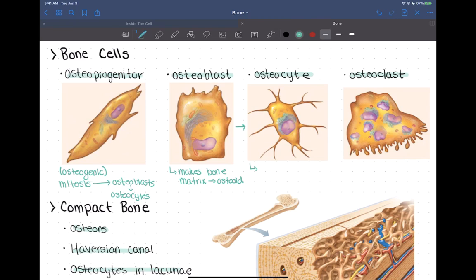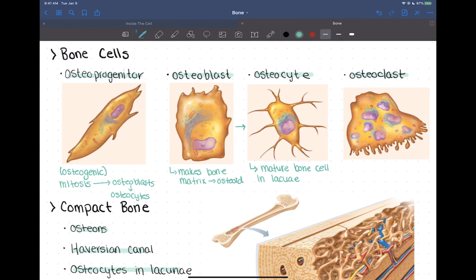So remember, we saw those when we looked at our bone tissue in our tissue chapter. So this is a mature bone cell. All right, and that is what you find in the lacuna we talked about. All right, so that's our osteocyte.